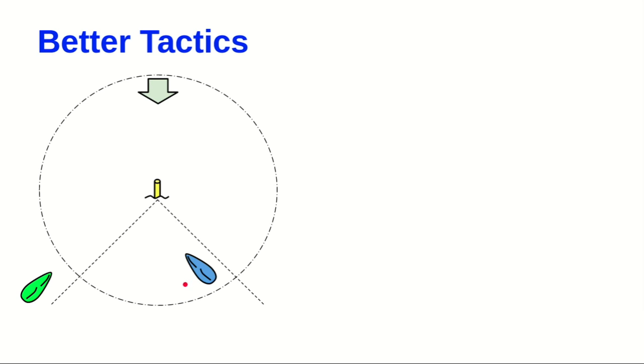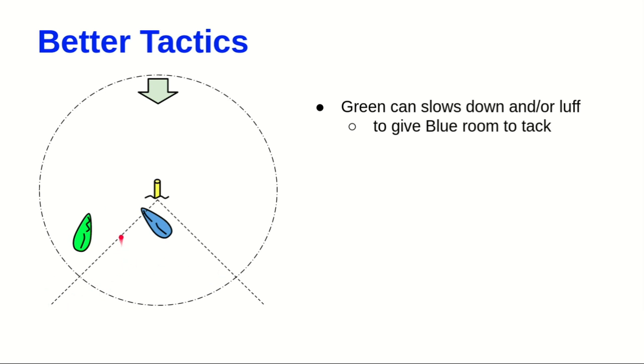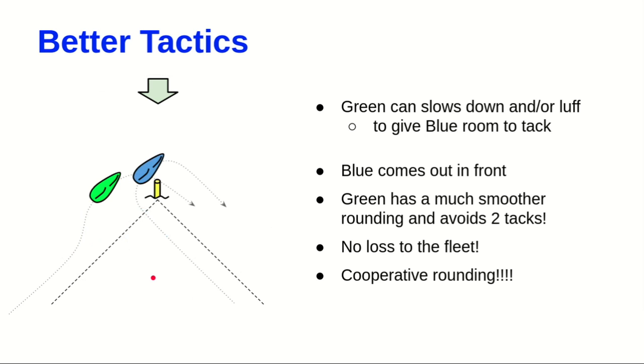So a much better tactic is for green to realise that while she may have some rights if she gets her nose inside blue, blue at the moment has the rights over her and can sail to take her out or avoid that situation. So if green just makes it clear to blue that she's not going to do anything silly and stick a nose in there, then blue can go around the mark as she likes, green can follow her, they don't lose anything on the fleet. It's a much better way to get around a mark.